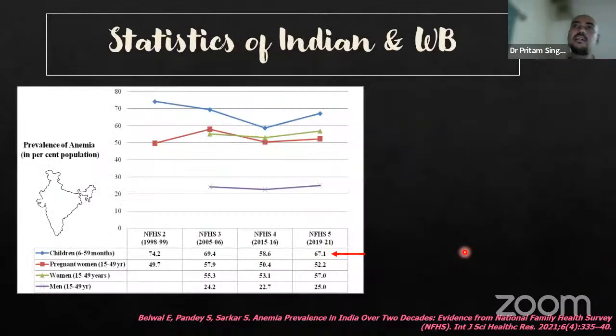If we see the statistics in the country and in the state also, the National Family Health Survey, NFHS, gives data. The recent data, published in NFHS 5, spanning 2019 to 21, shows that in young children the prevalence of anemia is close to 70%. The most alarming thing is that it has increased from 58.6% in the NFHS 4 data. The value was around 70% in 2005-6, and after around 14-15 years, we are back to ground zero, again having a frequency of childhood anemia in the range of around 70%.